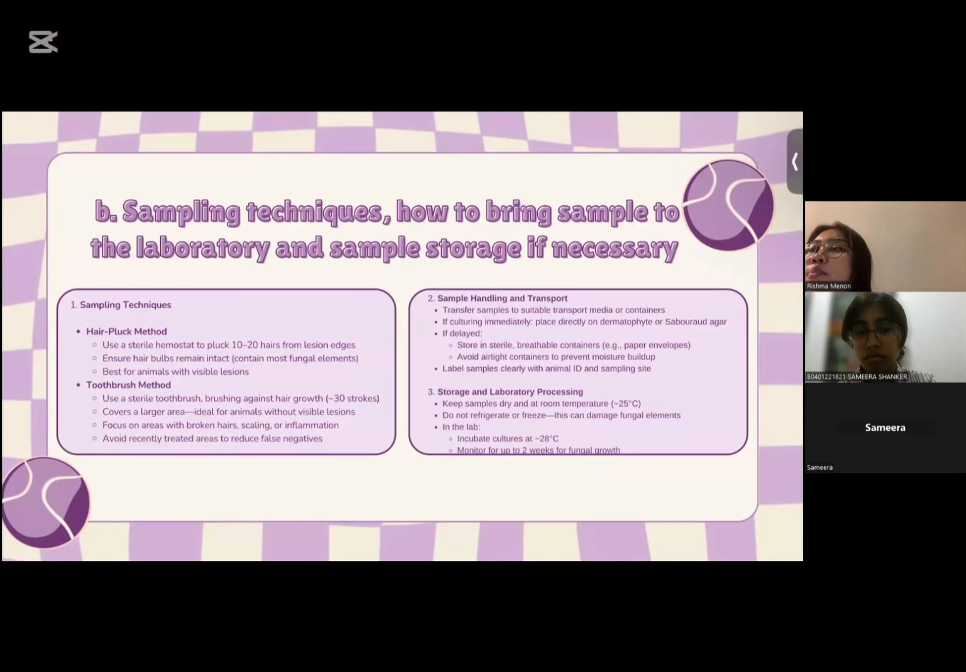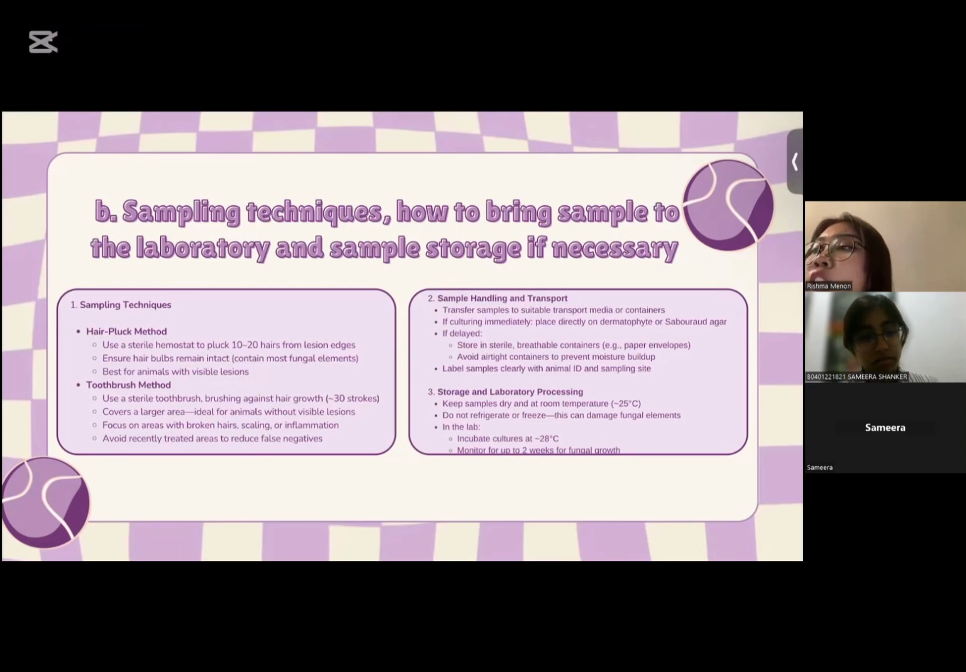Second, we have sample handling and transport. We transfer the samples to suitable transport media or containers. If culturing immediately, place directly on dermatophyte or Sabouraud agar. If delayed, store in sterile breathable containers such as paper envelopes, and avoid airtight containers to prevent moisture buildup. Label samples clearly with animal ID and sampling site.